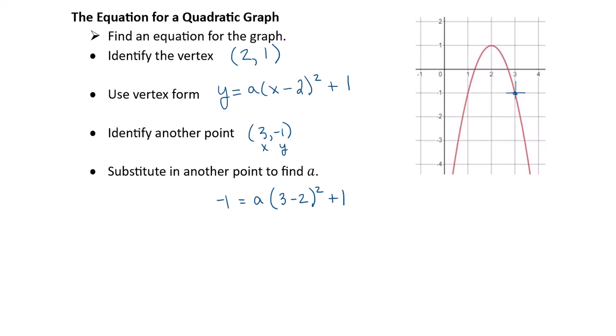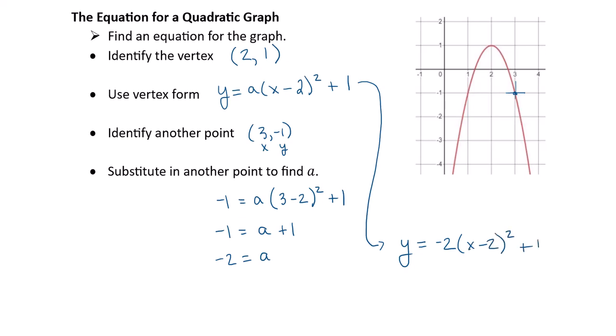And now this is easy enough. We can go ahead and simplify. 3 minus 2 is 1, and 1 squared is 1, times a is just a, plus 1. Then I subtract 1 from both sides, and I get a is negative 2. So I can come back up here to my vertex form and now replace that a with the value of a that I found of negative 2. So y is negative 2 times x minus 2 quantity squared plus 1.